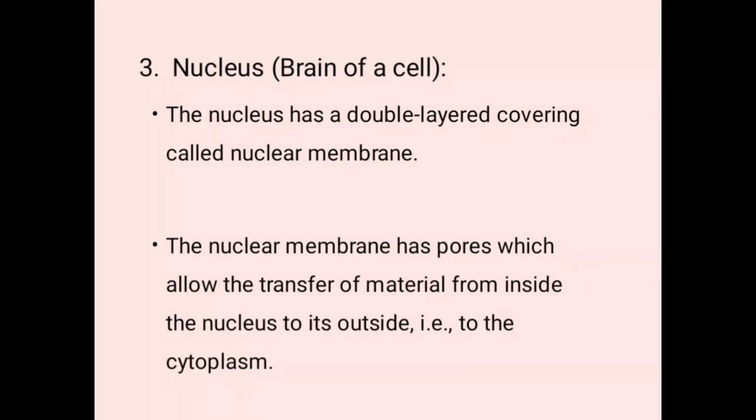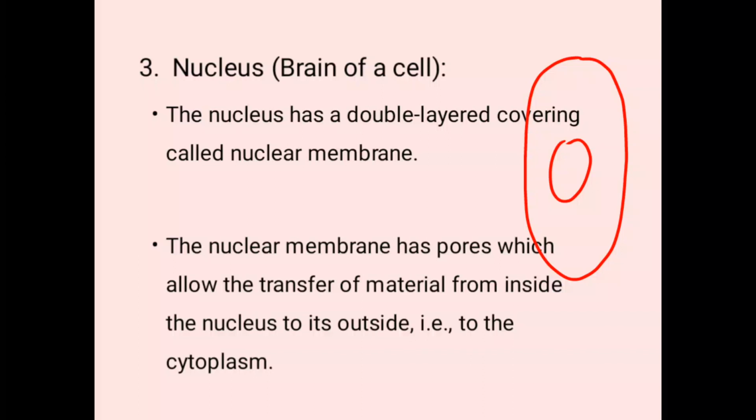And the next one is the nucleus. In each and every cell, mostly the center portion is allocated for the nucleus. The nucleus is also double layered, with a double membrane. That membrane is called the nuclear membrane. Even in that nuclear membrane we have pores. Pores are small holes which allow materials through. Just as the cell allows some substances, this nuclear membrane also allows some substances inside and outside of the nucleus to the cytoplasm.